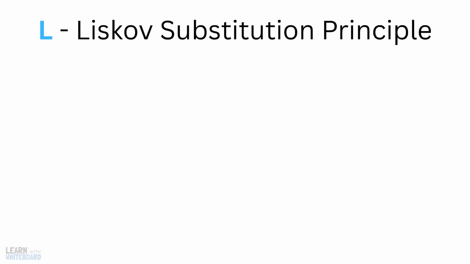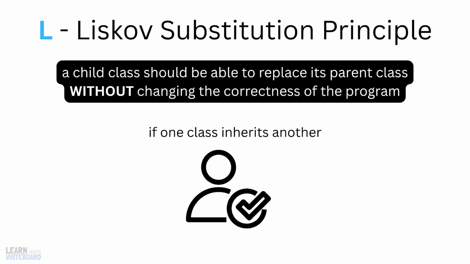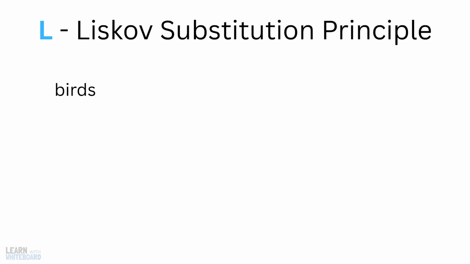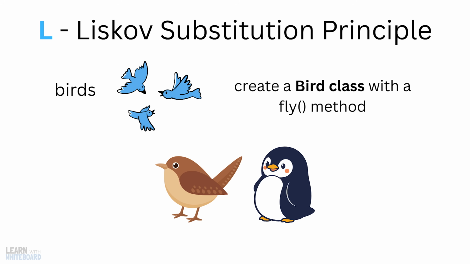The third principle is Liskov substitution principle, which says that a child class should be able to replace its parent class without changing the correctness of the program. In simpler terms, if one class inherits another, it should behave in a way that users expect. Consider birds. Most birds can fly, so you may create a bird class with a fly method. Then you create a sparrow class and a penguin class.